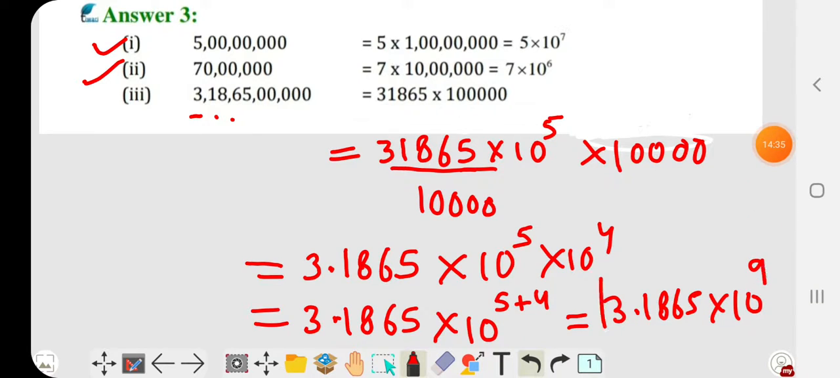This is our answer. So you have to do up to question number 3, part 3. Question number 4 and the remaining 2 parts of question number 3 will be done on the next day.